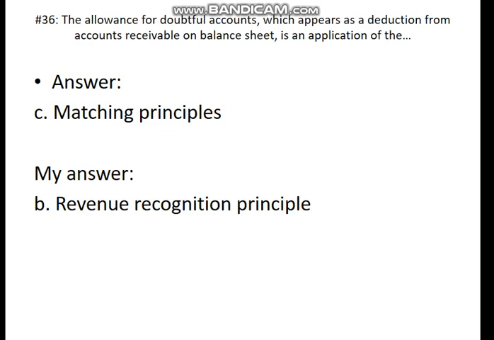Allowance for doubtful accounts, which appears as a deduction from accounts receivable on the balance sheet, is an application of, and the answer is, matching principles. Matching principles directs a company to report an expense on its income statement in the same period as the related revenues.